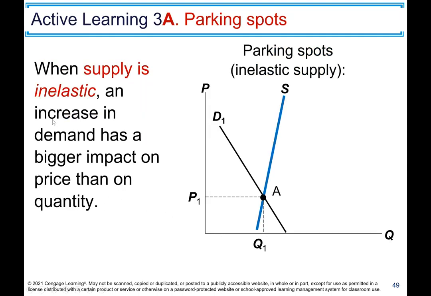When supply is inelastic, a fairly steep supply curve, an increase in demand has a bigger impact on price than on quantity. So when demand shifts to the right, price changes from P1 to P2, a much larger change than a change in quantity.